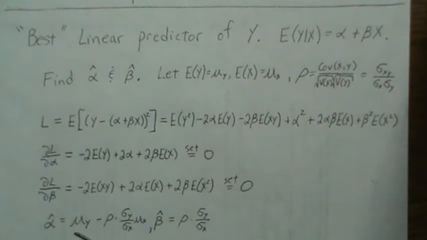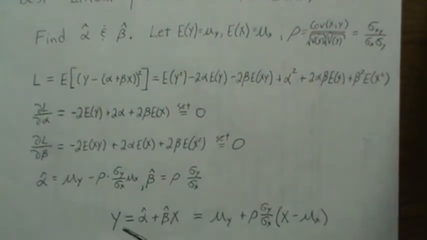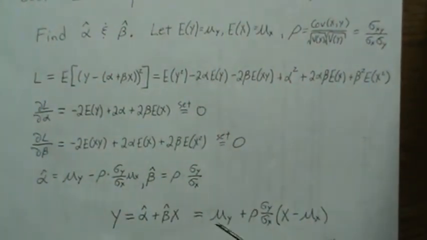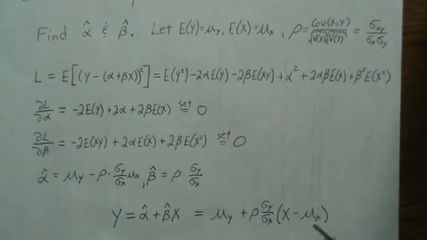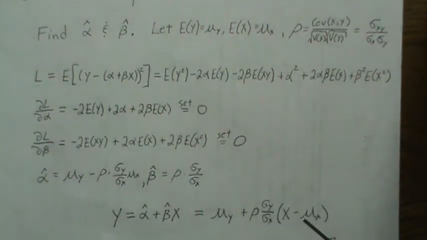So alpha is mu y minus rho, which is the correlation, times the standard deviation of y divided by the standard deviation of x, times the mean of x. Beta is just this. So plugging those into the equation and then simplifying a little bit, we get this. So this is the expression of the best fitting line using x to fit y.